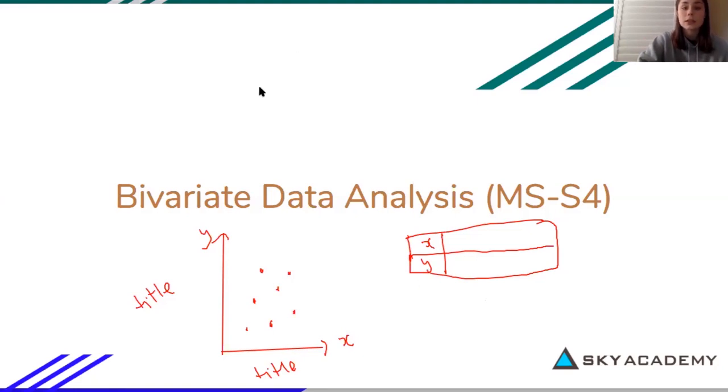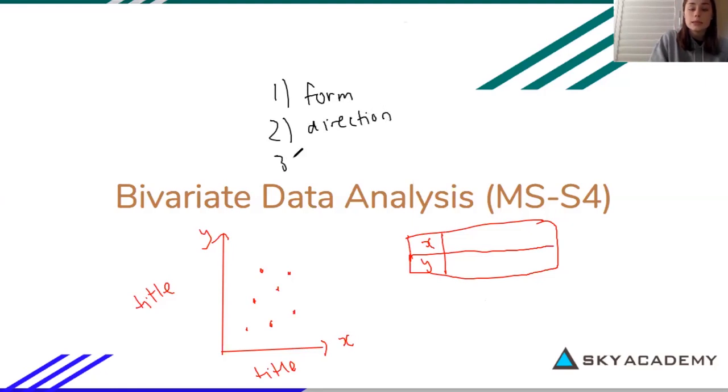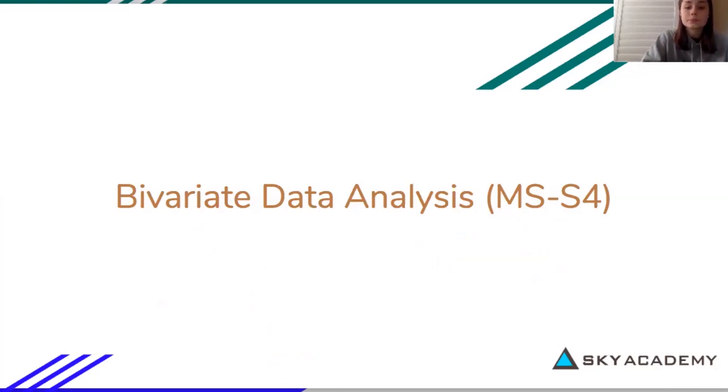There's actually three ways to describe a scatter plot. We're going to look at each of these ways. The first way would be to describe the form of the scatter plot. The second way would be to describe the direction. And the third way would be to describe the strength. So a question might ask you to describe a scatter plot, and you would use these three things to describe it. So let's have a look at our first slide.